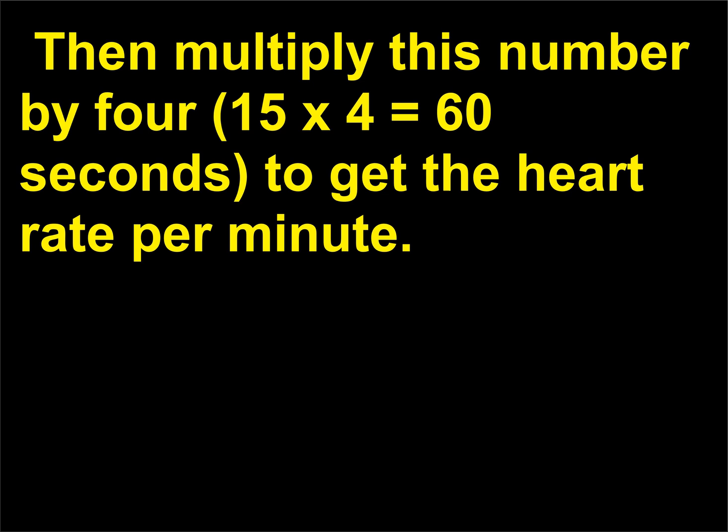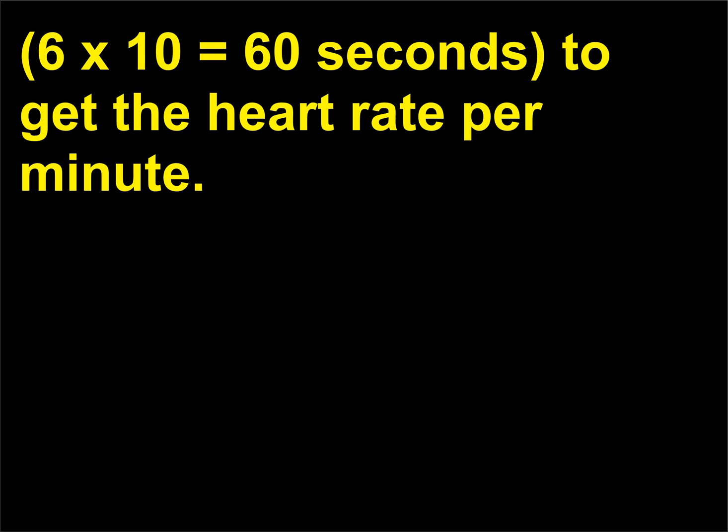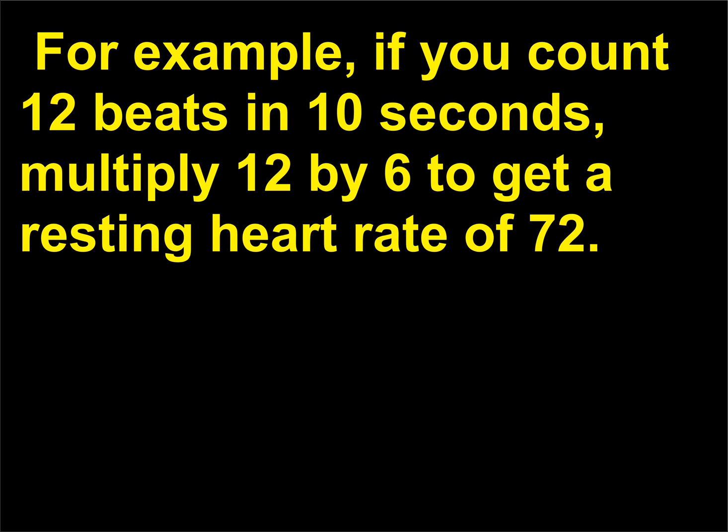Then multiply this number by 4, 15x4 equals 60 seconds, to get the heart rate per minute. Or count for 10 seconds, then multiply this number times 6. 6x10 equals 60 seconds, to get the heart rate per minute. For example, if you count 12 beats in 10 seconds, multiply 12 by 6 to get a resting heart rate of 72.